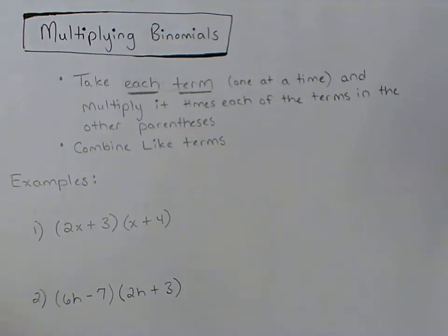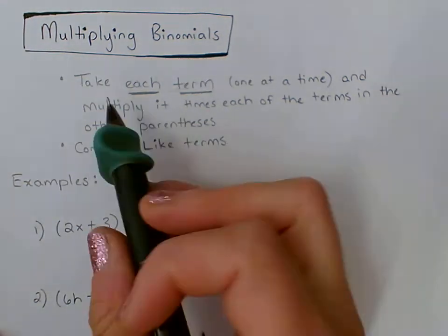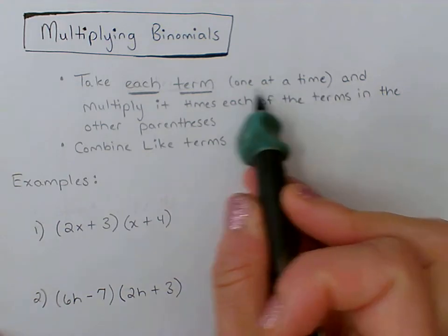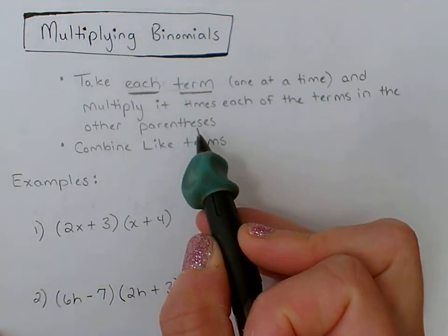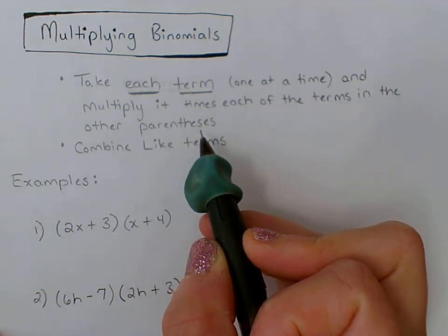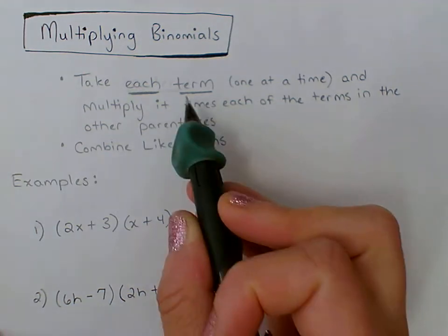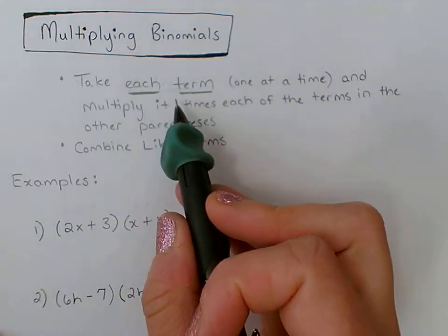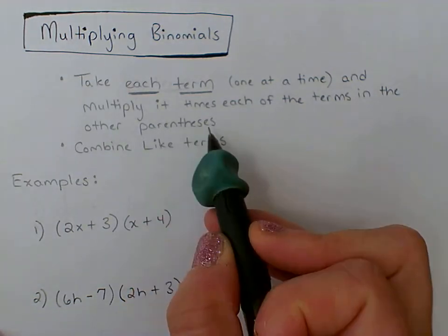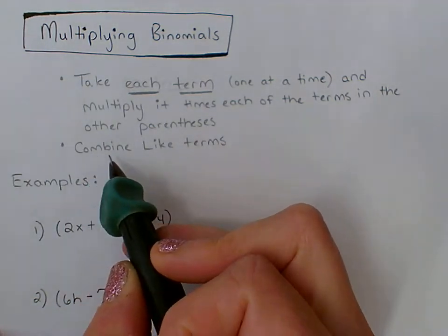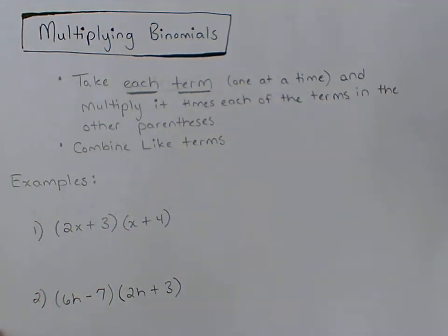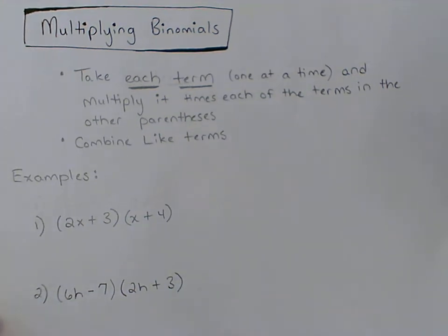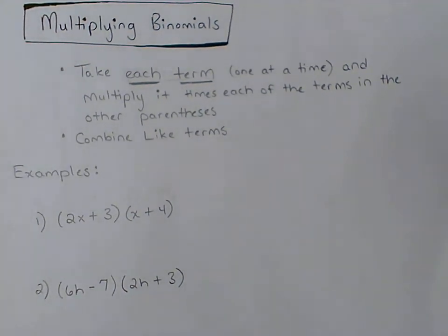Today we're working on multiplying binomials, and the whole idea with multiplying binomials is you are going to take each term one at a time and multiply it times each of the terms in the other parentheses, and then as you do that you're going to write it out. When you're finished with multiplying every term in one parentheses times every term in the other parentheses, you will look to see if you have any like terms, combine like terms, and then put it in standard form and everything will be done. Okay, so that's what we're working on, how to multiply binomials.